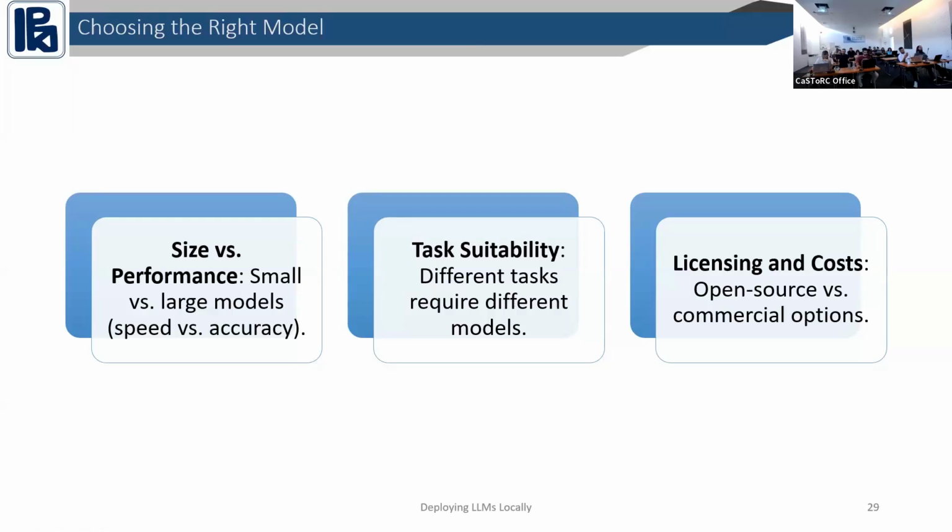Now, also the task suitability. What do you want to use the model for? If you want to use it for code generation, then it might make sense to find a model that is good at code generation, even though it might not make great summaries, for example. Okay. And then licensing and costs. So if these are open source or if you can use any commercial options and so on.